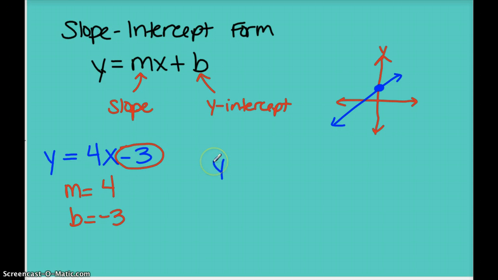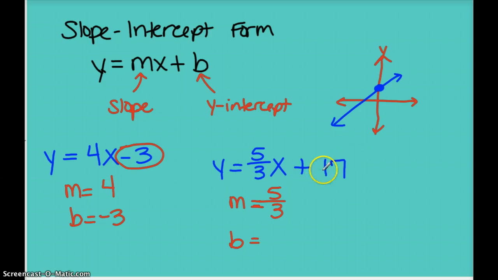Now if we look at something like y equals 5 over 3x plus 17, again, we're going to pick out the slope and the y-intercept. Your slope, which is represented with the m, is the number directly in front of the x. So in this instance, that is 5/3. And your y-intercept is that other number hanging out there. In this case, it's going to be a positive 17 since it says plus 17.